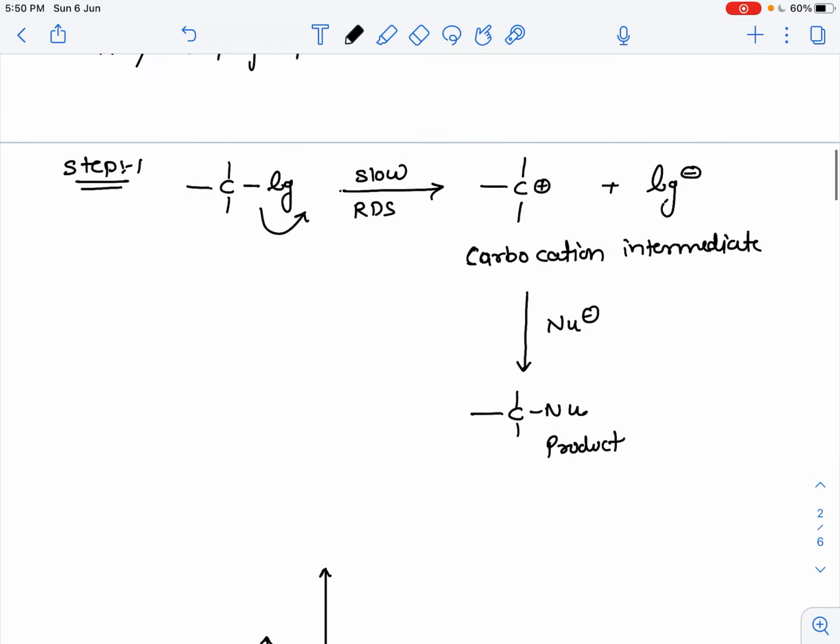Now the thing to remember is the number of intermediates. The number of intermediates in this is 1, and the number of transition states is equal to the number of intermediates plus 1. So the number of transition states is 2. What are the transition states? The first is the breaking of the bond of the leaving group from the carbon, so it will form the carbocation. Now the nucleophile is going to attack, so transition state 2 is the forming of the bond of the nucleophile with the carbon, and the intermediate is this. So one intermediate and 2 transition states.